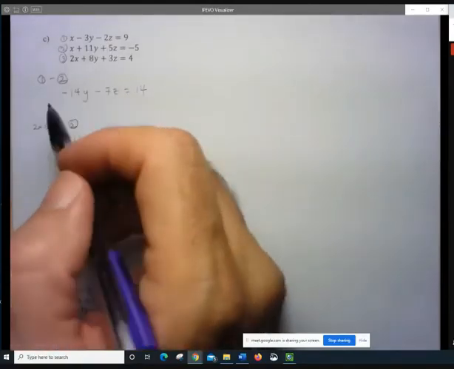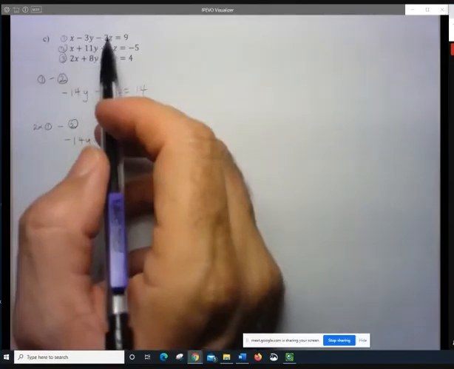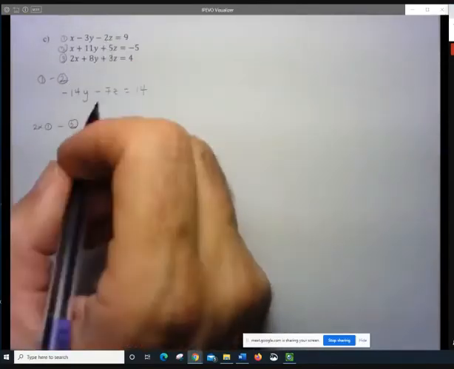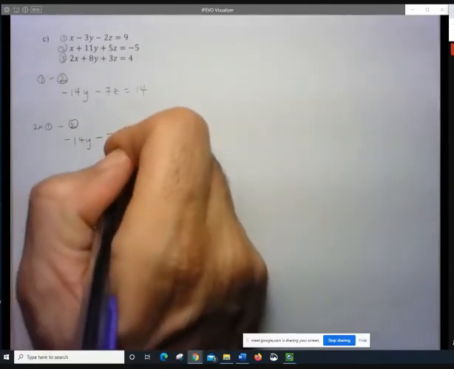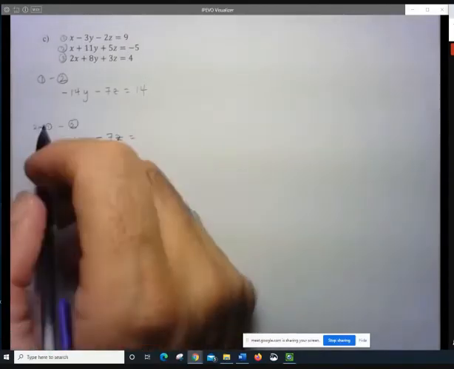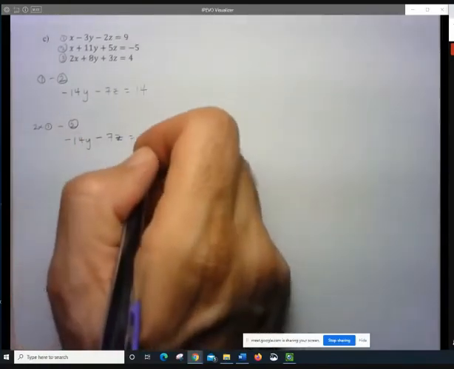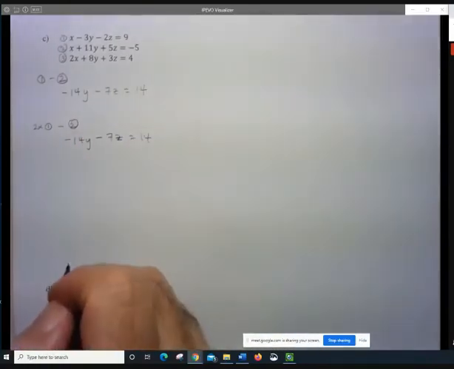Sorry, wait a minute. I think that's a negative 4 minus 7. Sorry, we're not multiplying. So negative 4 minus 3 is negative 7z. And then here we've got 18 minus 4 is 14. And presumably this is where you ended up.